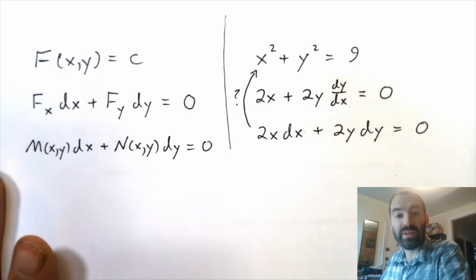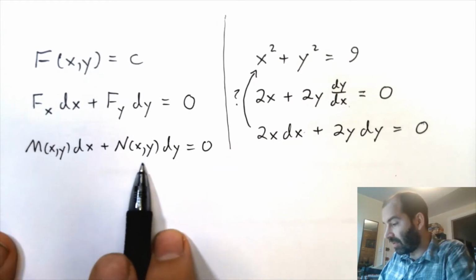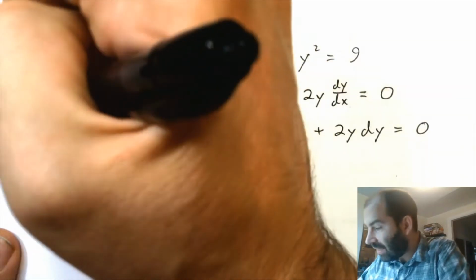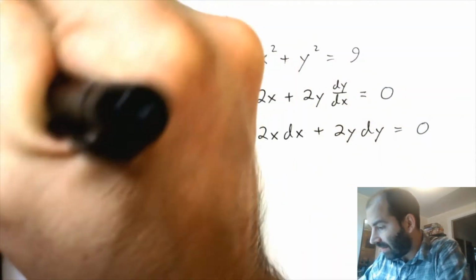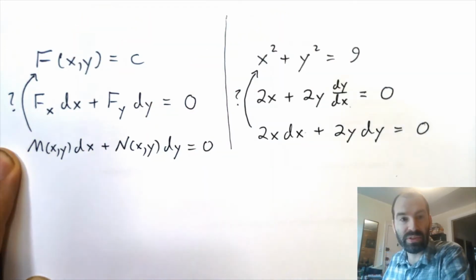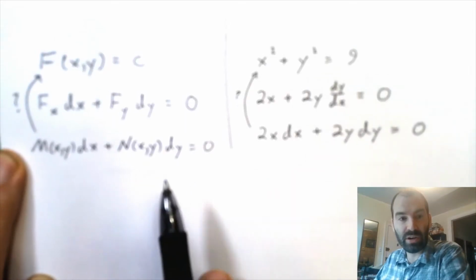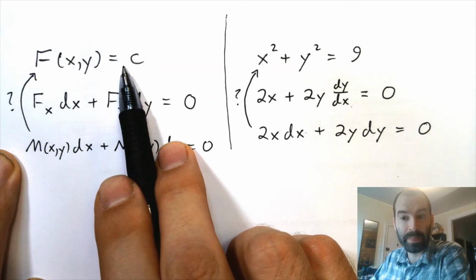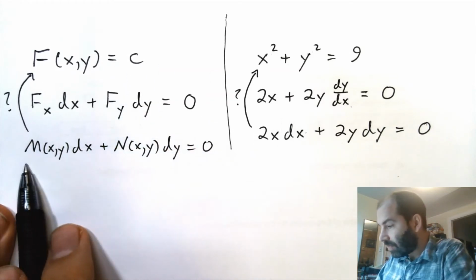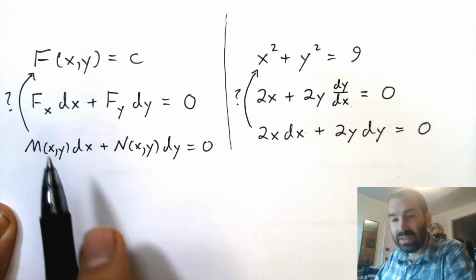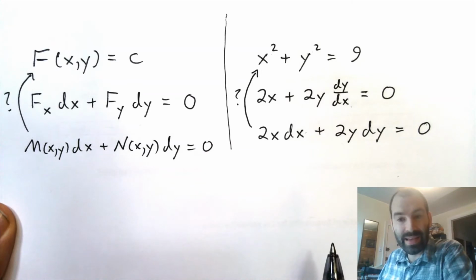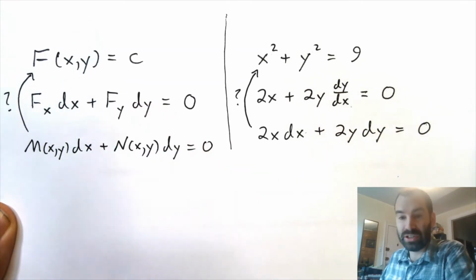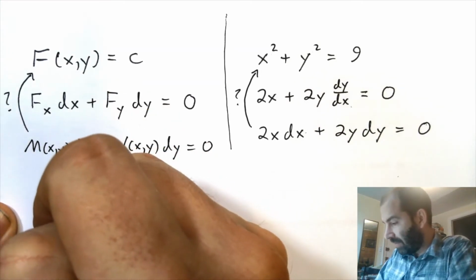And what we want to do is start with something that looks like this and then see if we can get back to here. That's the goal of this section, to start with something that looks like this and see if we can find this. And a differential equation of this form is called exact if such a function exists. All right, that's what it means to be exact.